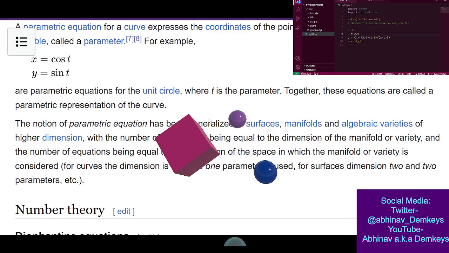The notion of parametric equation has been generalized to surfaces, manifolds, and algebraic varieties of higher dimension, with the number of parameters being equal to the dimension of the manifold or variety, and the number of equations being equal to the dimension of the space in which the manifold or variety is considered.